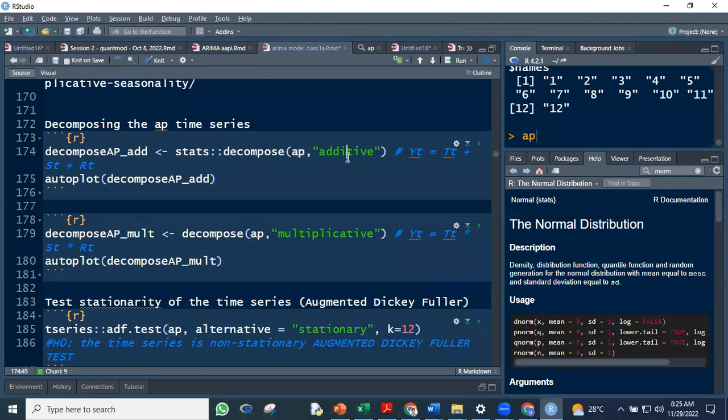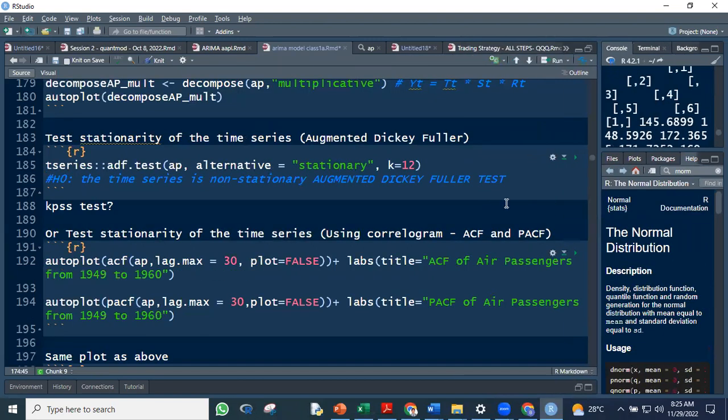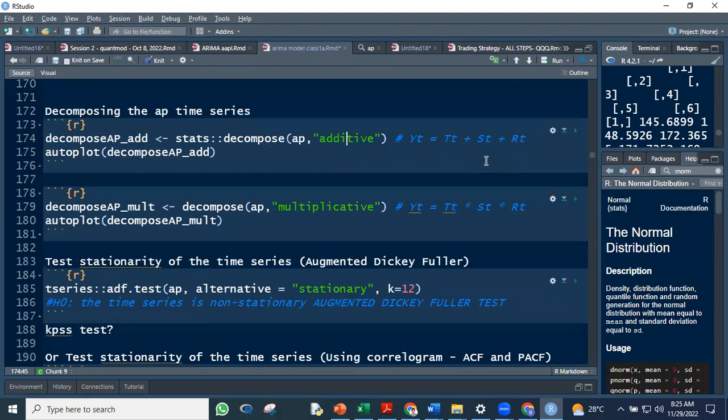It can be either additive or multiplicative. The difference between additive and multiplicative is this: in additive, our series y sub t is equal to the trend plus the seasonality plus the random. We just add the components. On the other hand, in multiplicative, y sub t is a function of the trend times the seasonality times the random number.